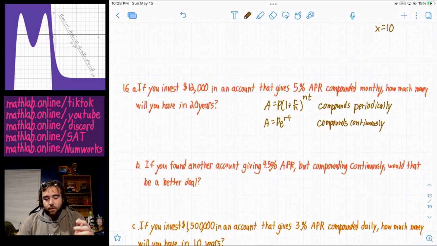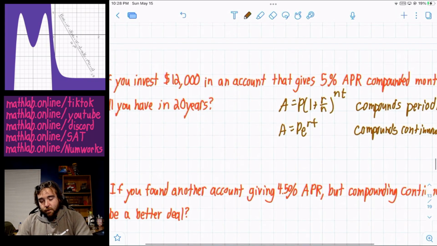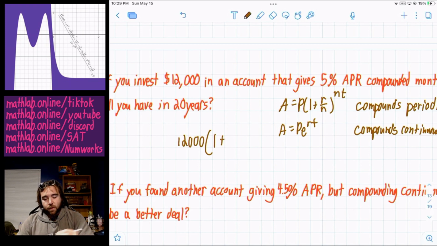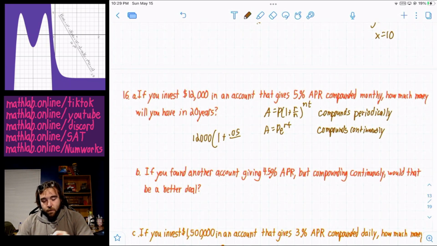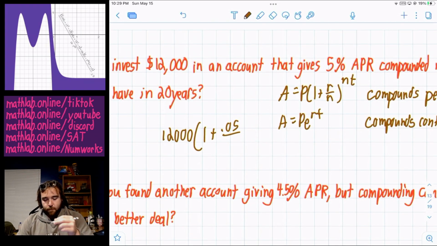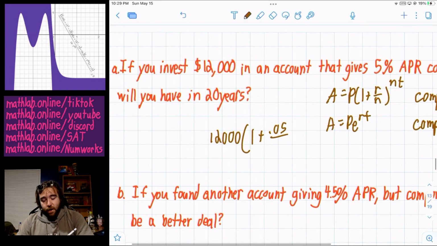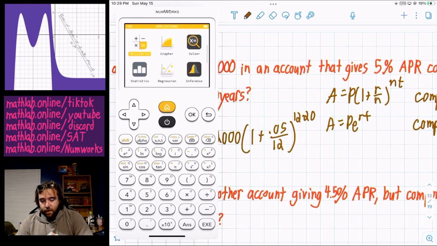So this first one is compounded monthly. So it's going to be 12,000 times 1 plus 0.05 over 12, compounding monthly, to the 12 times 20. And then we just type that in the calculator.